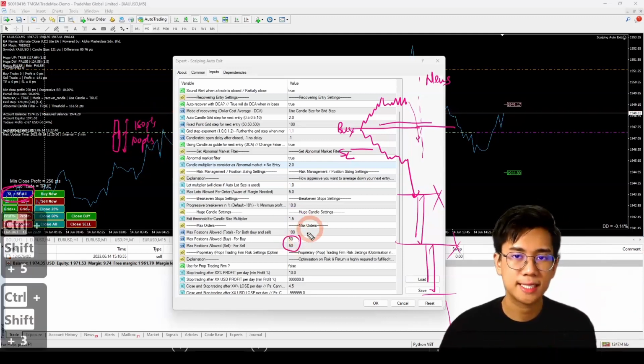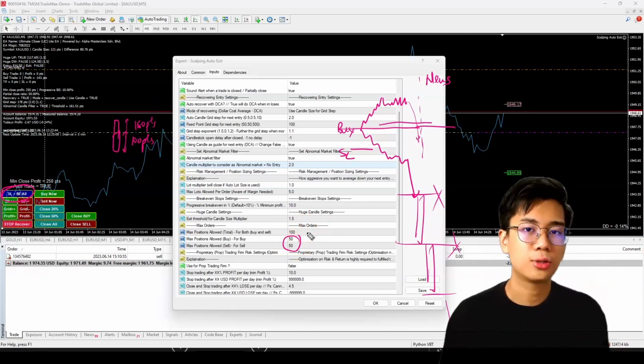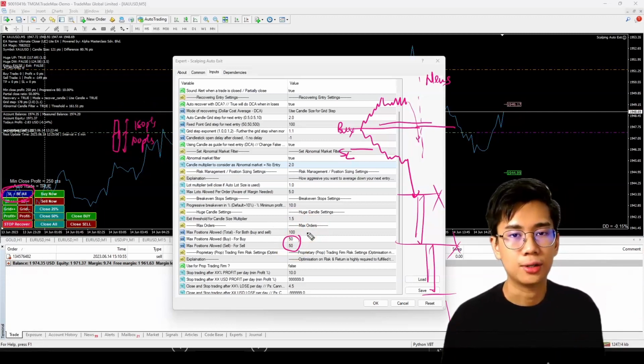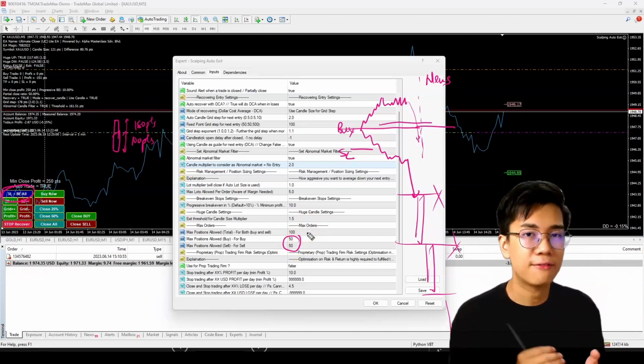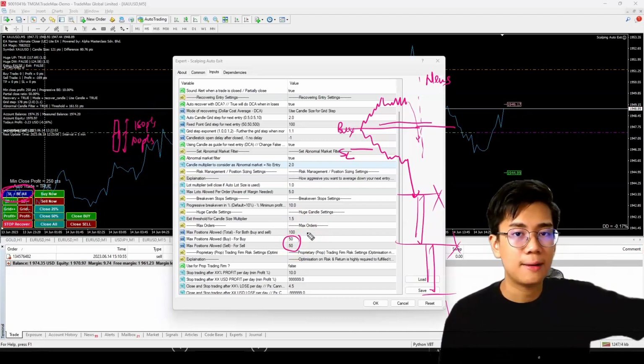Also, you can set up the risk, how many trades you allow to enter, so that it will not cause a margin call. Because dollar cost average should have a limit as well. It cannot continue the dollar cost average until you lose all of your money. There is a limit.